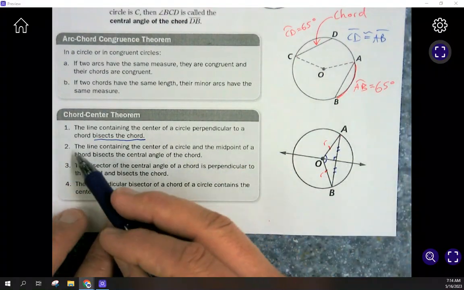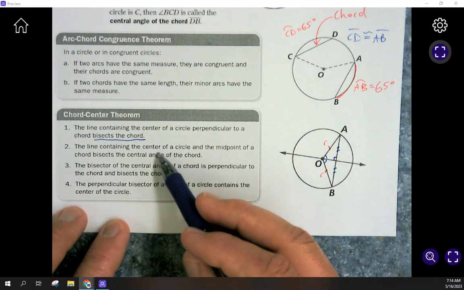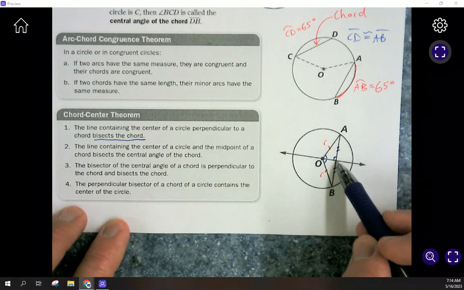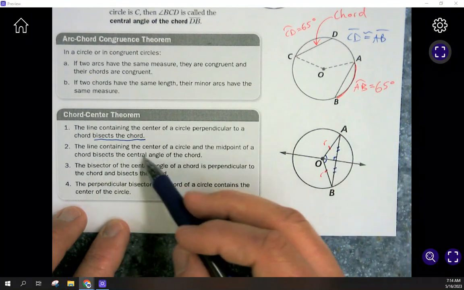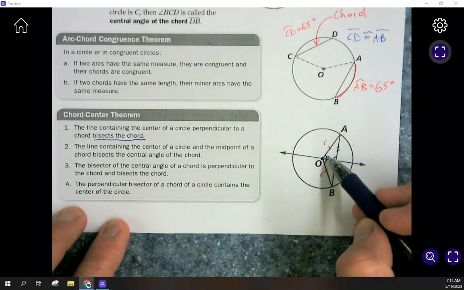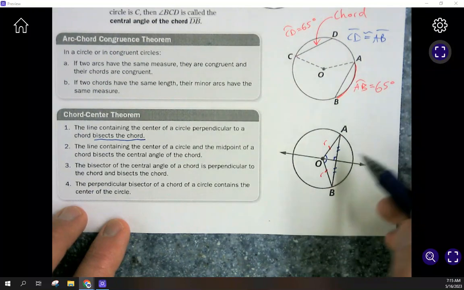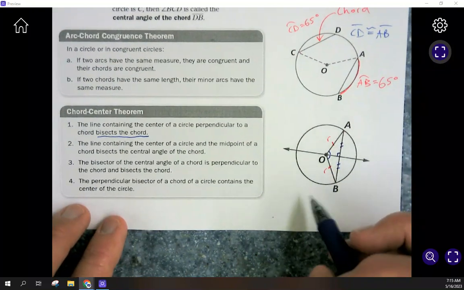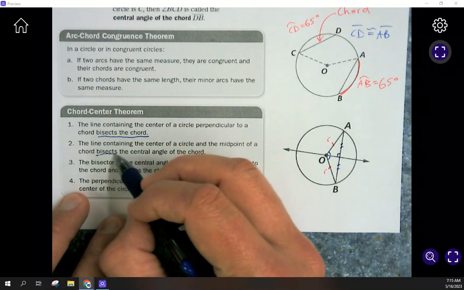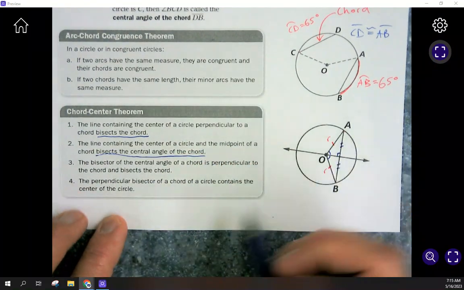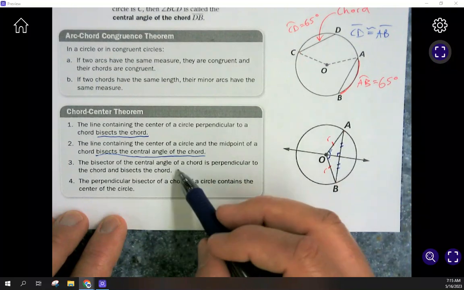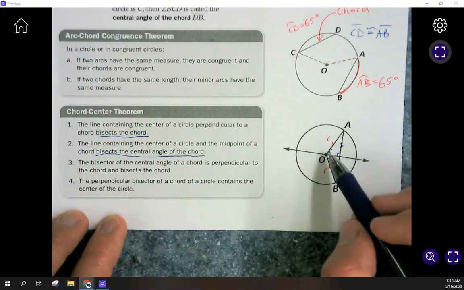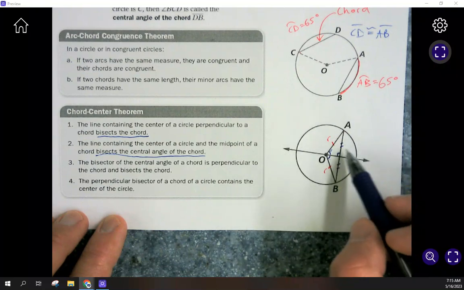We already covered that. Number two, the line containing the center of a circle and the midpoint of a chord. So this is the midpoint because it's bisecting it. It also bisects the central angle of the chord. And again, the reason we know this is because these are properties of an isosceles triangle. So we know that the central angle is going to be bisected here. If we know that the angle is bisected, we know that the chord is perpendicular to this line, and it's going to bisect the chord.